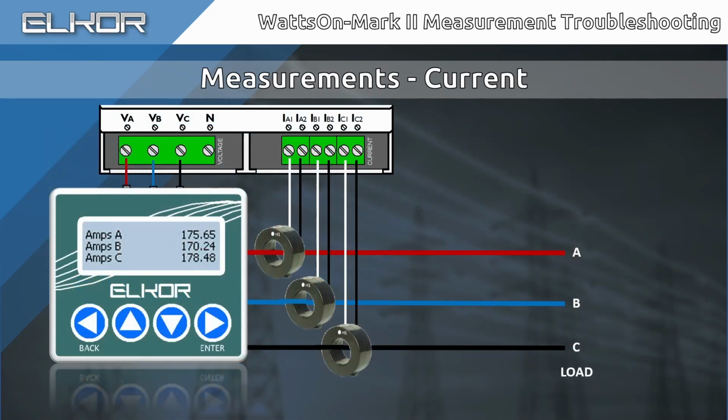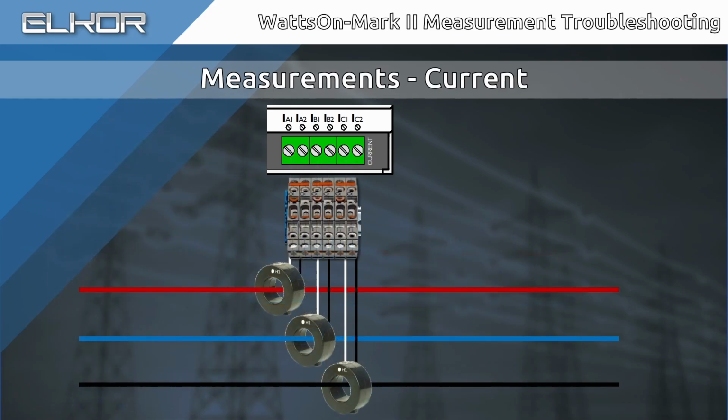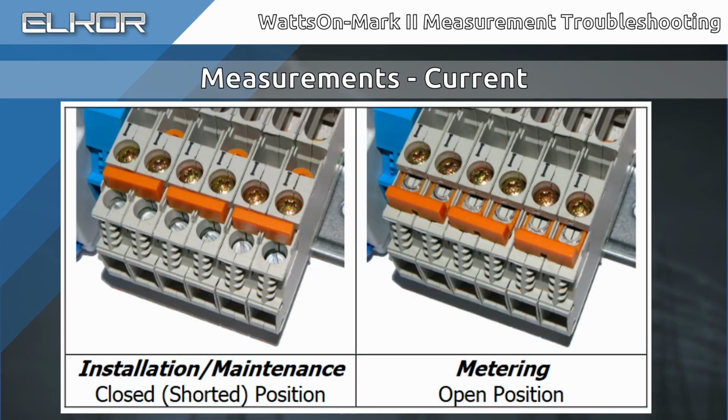If there is a discrepancy, try using a clamp-on meter to confirm the measurements. It is also possible to measure the output of the CTs to confirm the signal coming into the meter. However, this method depends on the CT type being used. Contact Elcor for more information. In installations which include a shorting block, ensure that it is in the open or metering position.